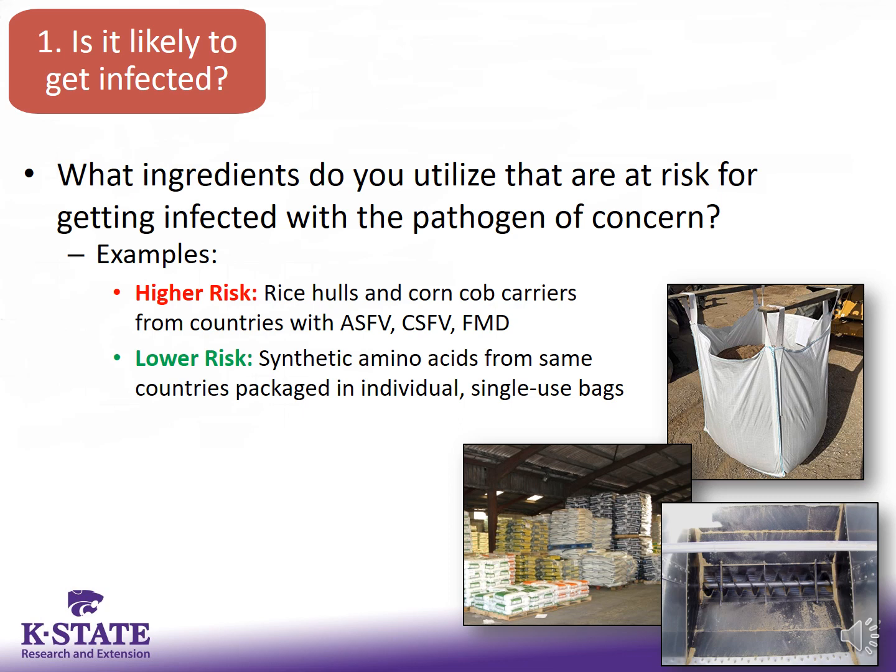Meanwhile, a lower risk ingredient would be something like synthetic amino acids that are fermented in a biosecure facility in the same countries, but packaged into individual single-use bags. In this case, even though we're in a country that's high risk, the agricultural practice of how to make synthetic amino acids and how they are packaged reduces the likelihood of being infected to the point that it would be considered lower risk than something like a carrier with rice hulls or corn cobs.